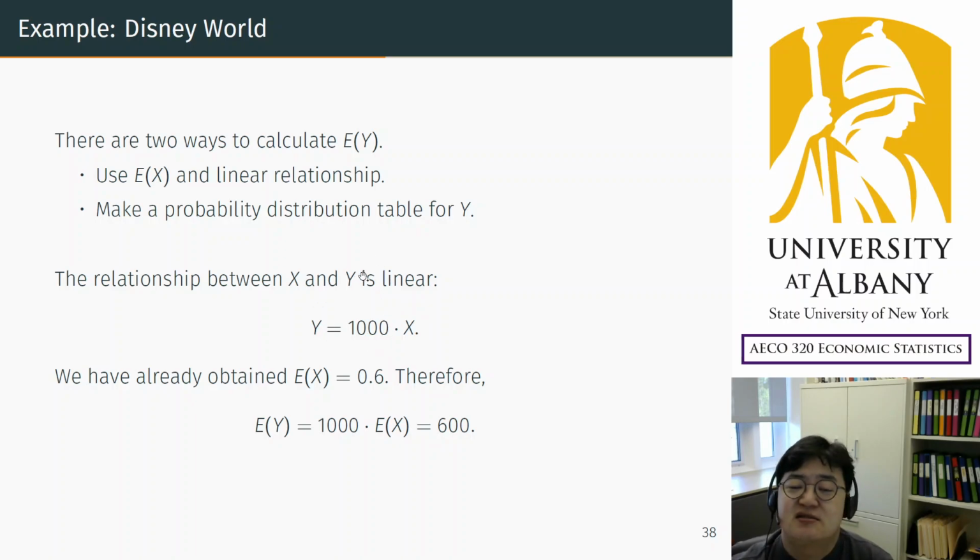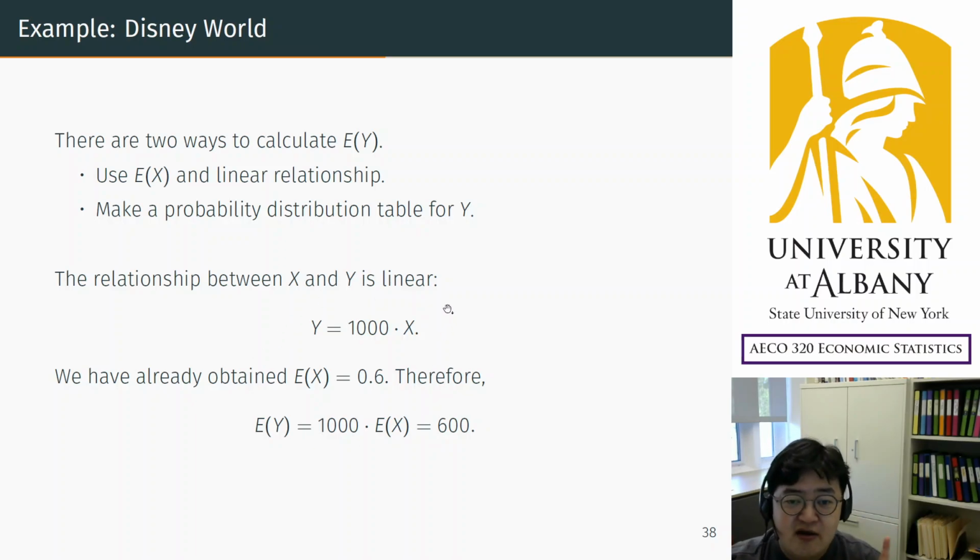So yes, the relationship is linear, and then once you realize it's linear, you can simply replace the original random variable with its expectation, and then the result will be the expected value of the transformed new random variable. So the answer is $600, which is intuitive, right? I expect to go there 0.6 times, and each trip costs $1,000. Then the expected spending would be $600, 0.6 times 1,000. That's how we calculate this.